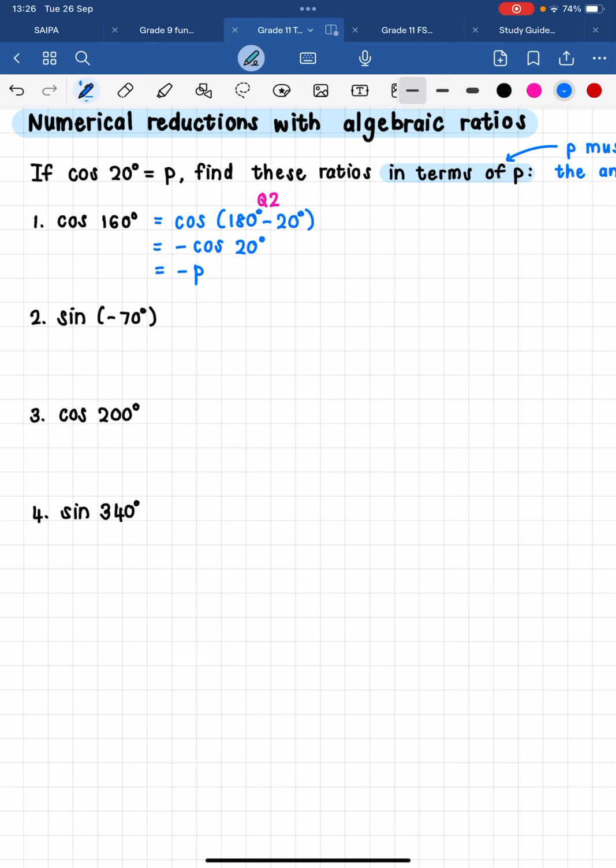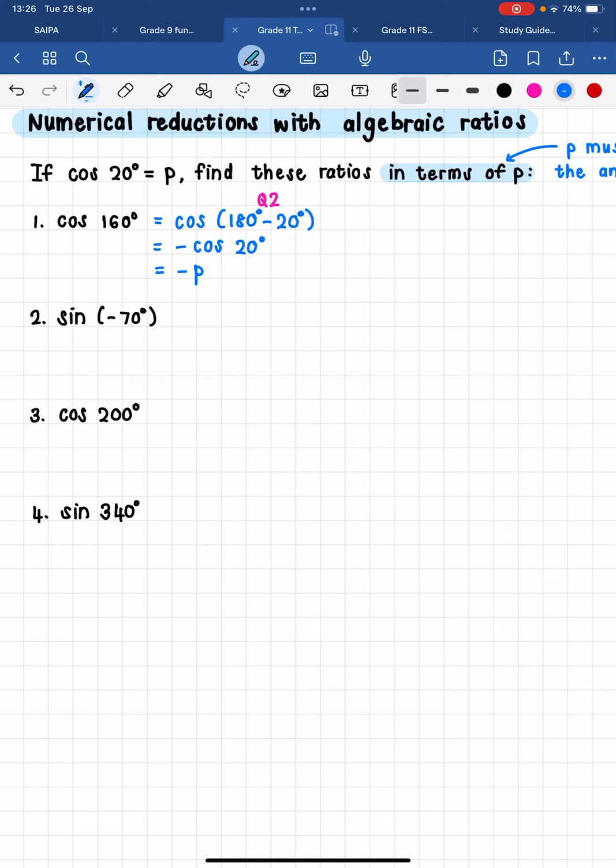Yes? Guys, you can't type into your calculator negative cos 20 and give an answer for that, because you will get an answer, right? Cos 20 is going to give you a number, but then you're not following the instructions. They are asking for these ratios in terms of P. Okay. What about the next one?